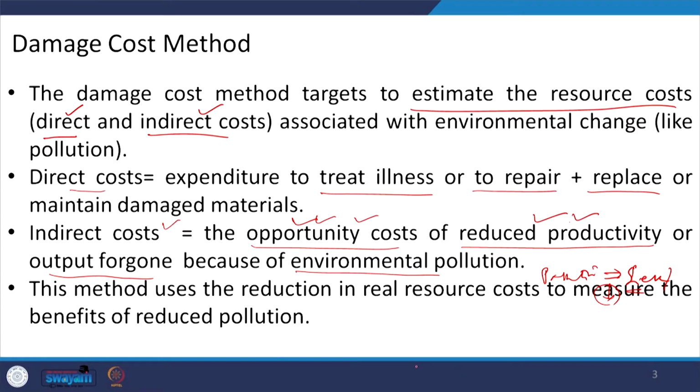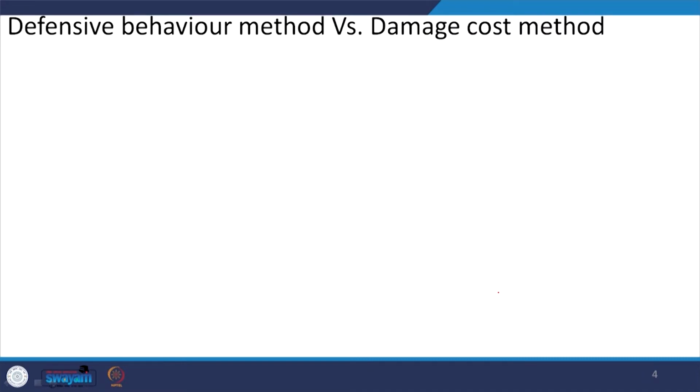And as you understand, this damage cost method takes into account both the direct cost, that is in terms of the medical expenditure or repair, and indirect cost. So, this method uses the reduction in the real resource costs to measure the benefits of reduced pollution.